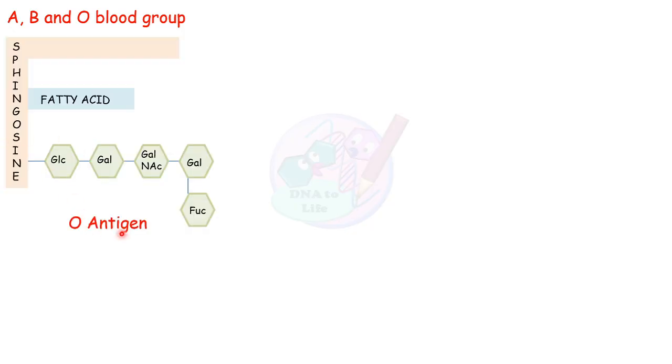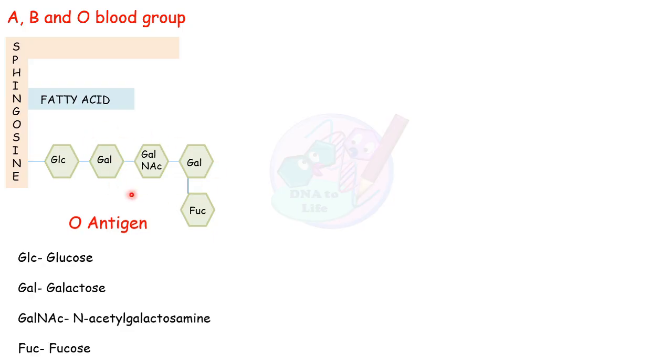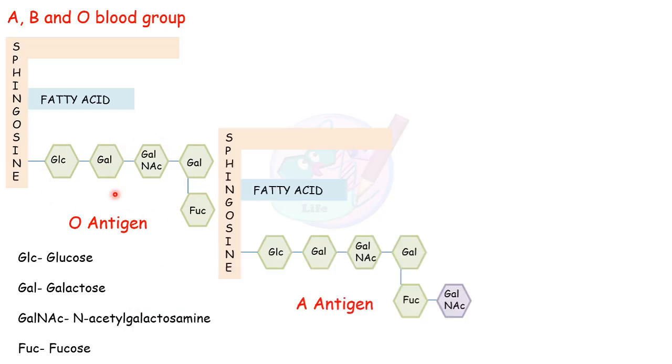So if you look at the O antigen, basically this carbohydrate part acts as the antigen. In O antigen we have these 5 sugar units. GLC stands for glucose, GAL for galactose, GAL-NAC for N-acetyl galactosamine, again this is galactose, and FUC for fucose. This is the basic carbohydrate unit of O antigen. If you look at A antigen, it is similar to O antigen. All these 5 carbohydrate units are exactly similar to O antigen, except for this last one, that is N-acetyl galactosamine.